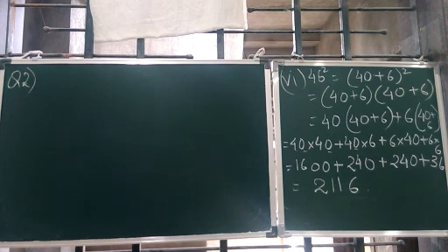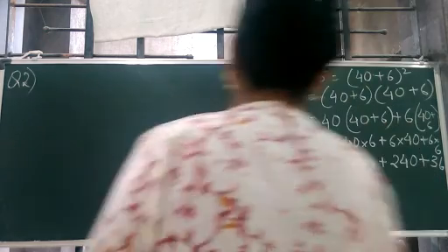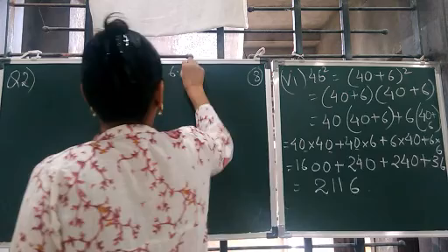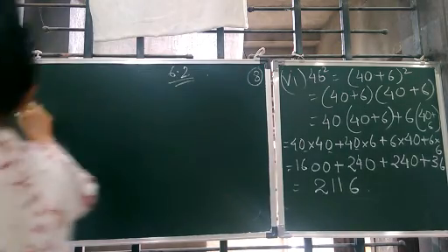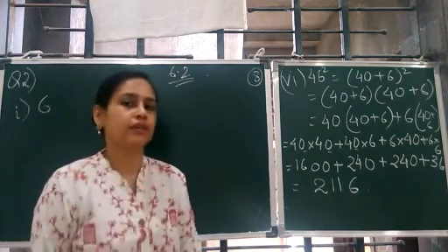Starting with question number 2, children. The question is, write the Pythagorean triplet whose one member is given. One member is given as 6. We have to find the other two numbers. Do you remember what is a Pythagorean triplet?